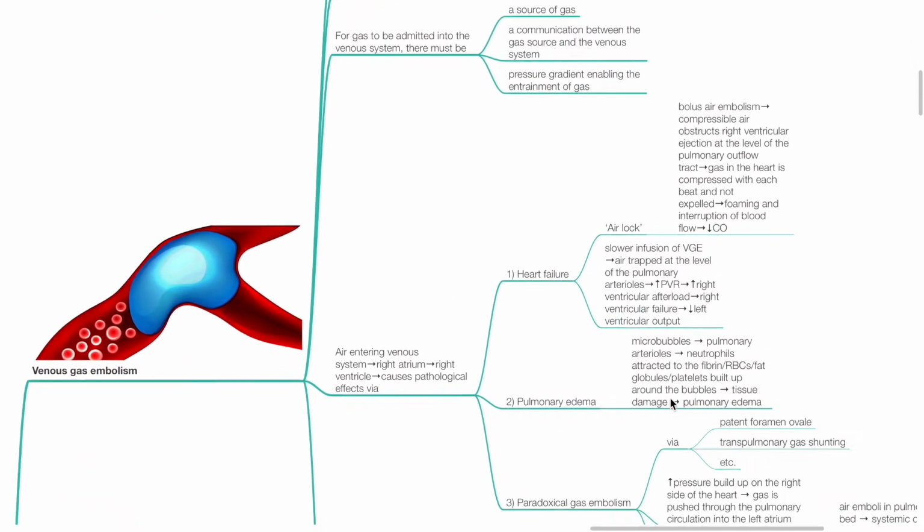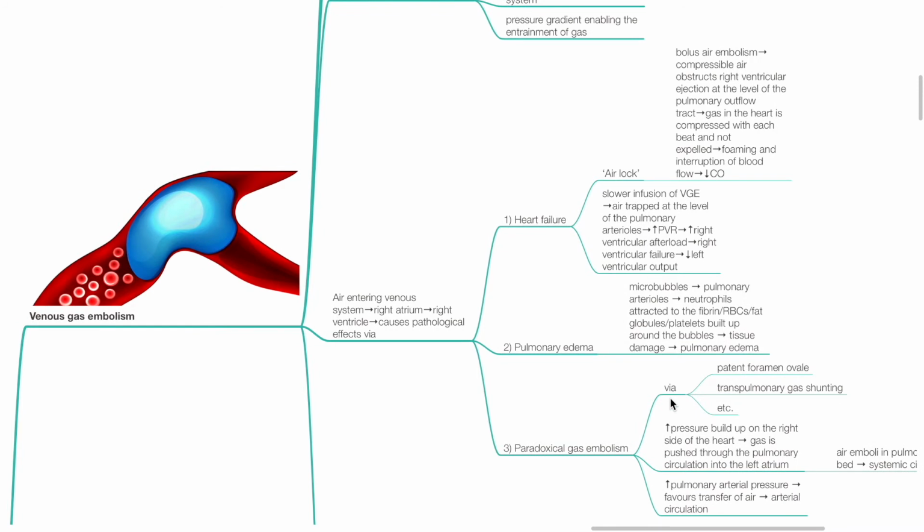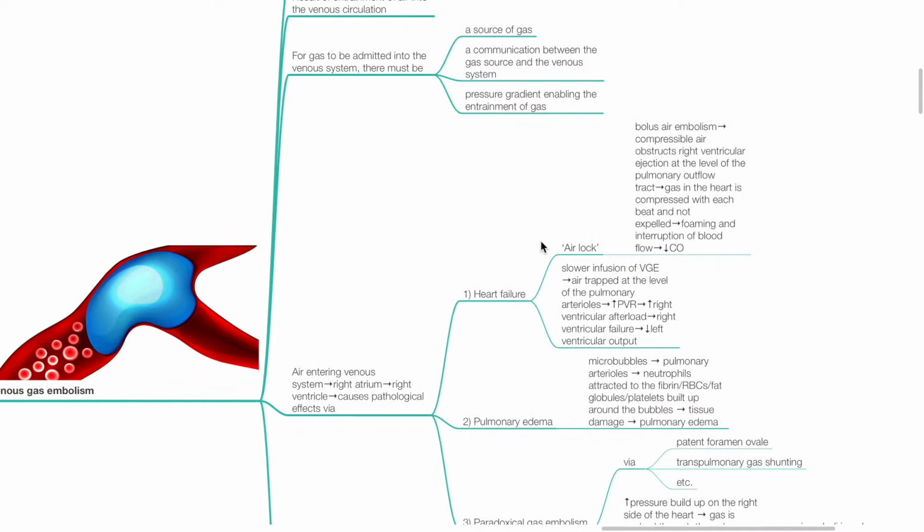Air entering the venous system reaches the right atrium and the right ventricle, causing pathological effects via heart failure, pulmonary edema, and paradoxical gas embolism. In heart failure, airlock occurs.